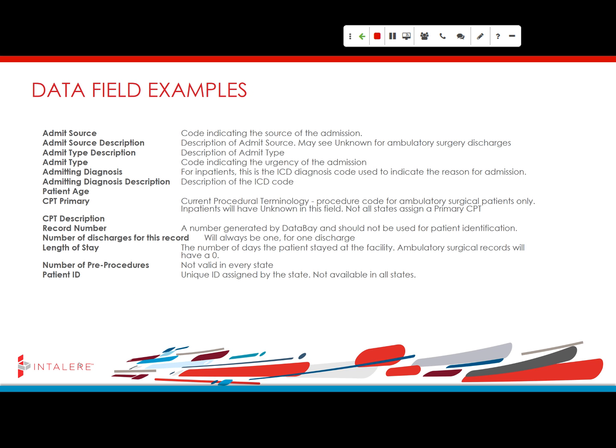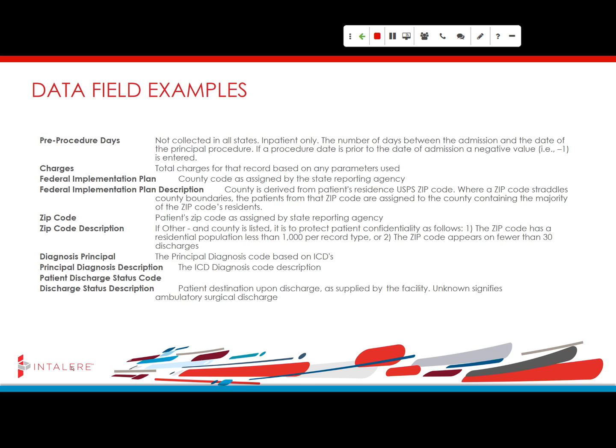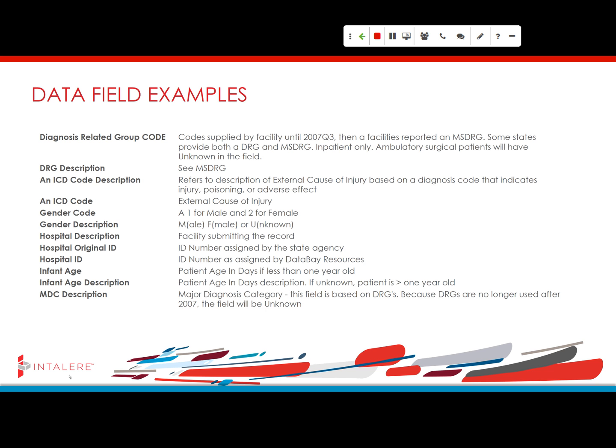Some of the fields that are in the data, and I'm going to show a few more slides here, are the admission source, the admission diagnosis, patient's age, the CPT or the primary DRG, the length of stay, the patient ID, charges, zip code where the patient resides, the principal diagnosis. So all of these fields are in the data that we collect. The DRG group, an ICD-10 code description, gender, the hospital, if it's an infant, how old they are, etc. Once again, these are not all of them, but these are just a couple of examples to give you an idea of what's included in the data.